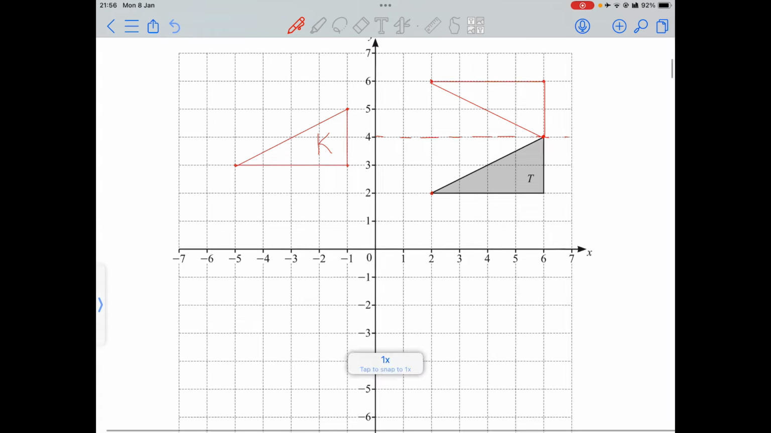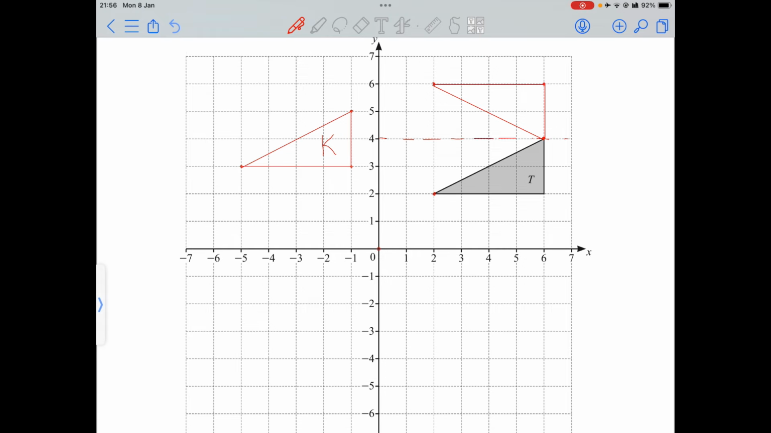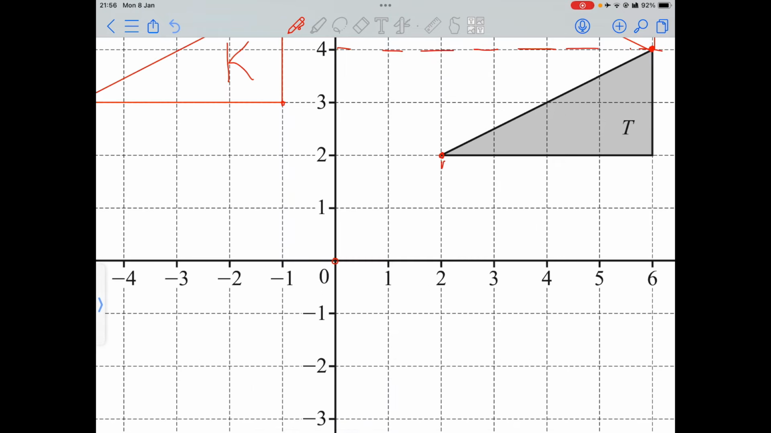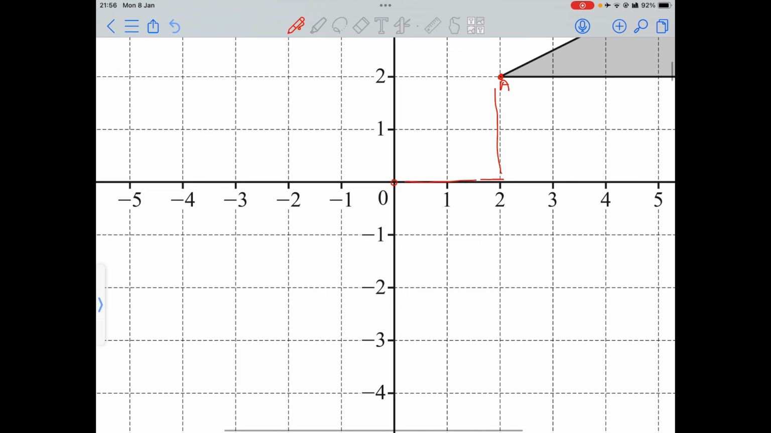Now take the center (0, 0). Okay, let's take this point, let's call it point A. So you have to go 2 units towards the right and 2 units up. So you basically move 1 unit towards the left and 1 unit down. That gives you a point here.